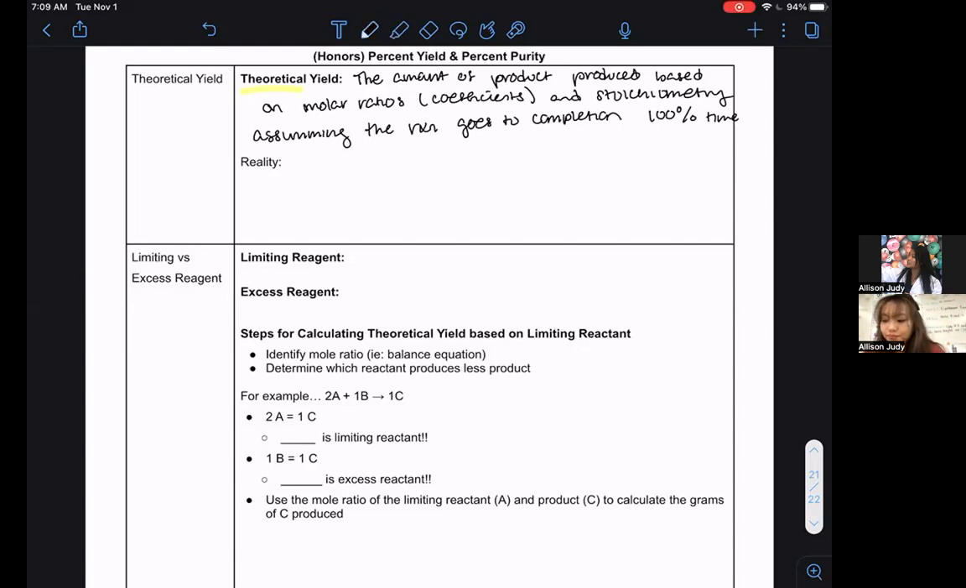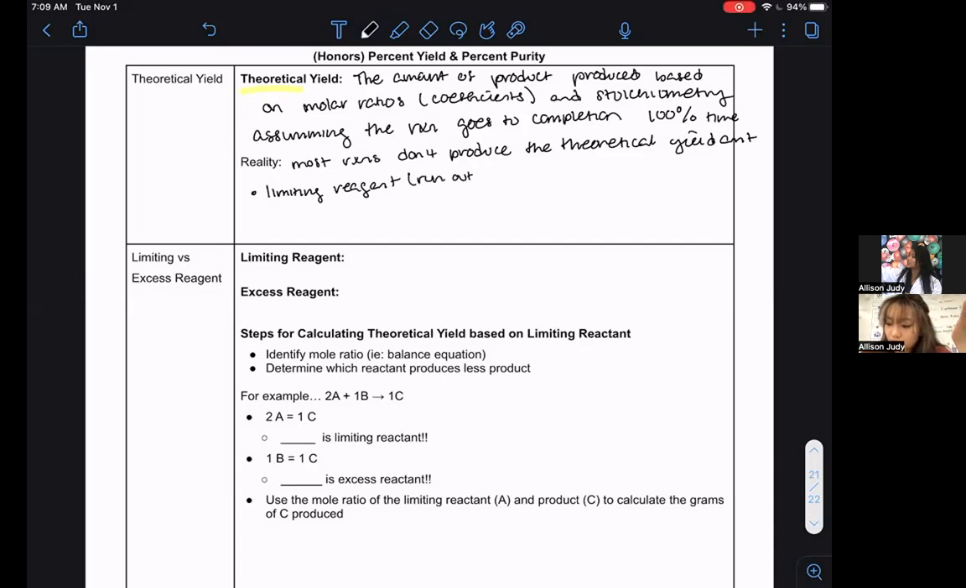But here's the catch. The reality is that most reactions don't produce the theoretical yield amount. This is because of various reasons. One, we have what we call a limiting reagent. That means we don't have enough of both reacting chemical species in the perfect ratio. Like somebody's gonna run out first, right?